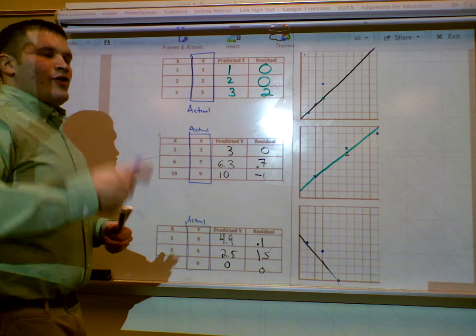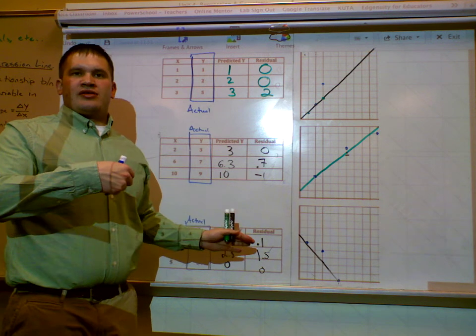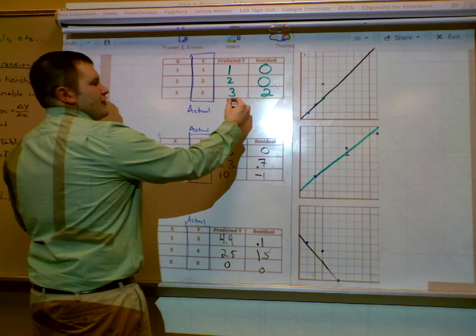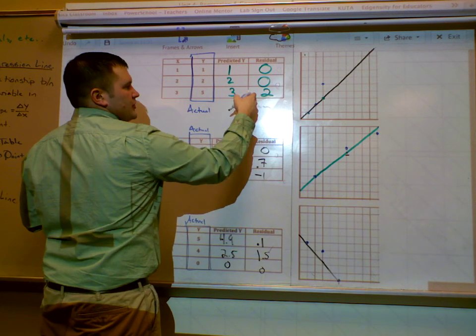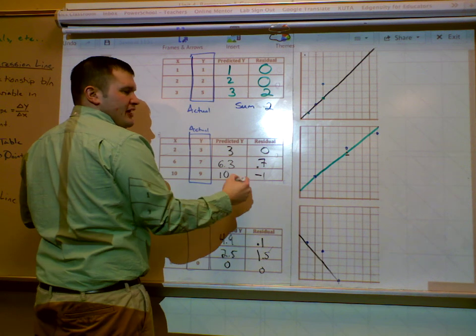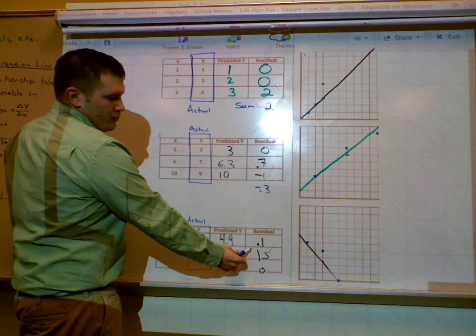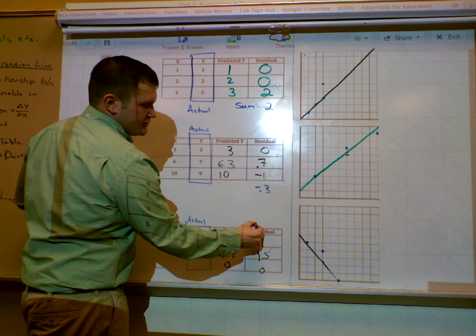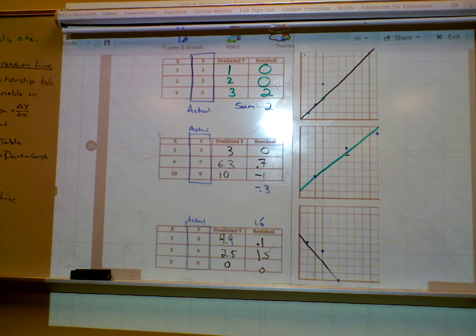Okay, so before you go, what I need you to do is figure out all of your residuals if they're different than mine. And one thing I want you to do is down here, I want you to find the sum of your residuals. So here, 0 plus 0 plus 2 is 2. 0 plus 0.1 plus -1 is negative 0.9. 0.1 plus 1.5 plus 0 is 1.6. So I want you to find the sum of the residuals as well. All right? Any questions?